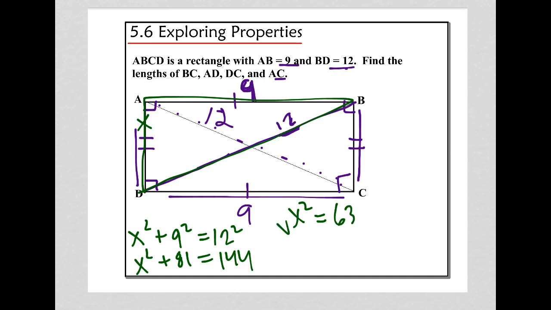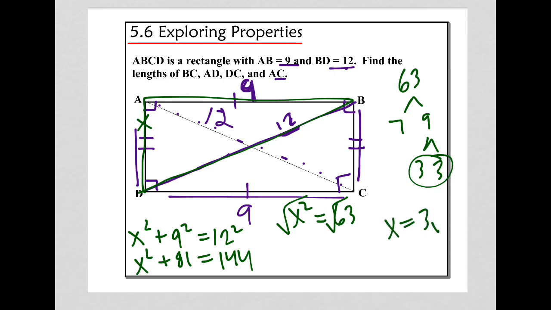Okay. We need to take the square root of both of these to find that. So when we take 63, we can break it down into 7 and 9. 9 can be broken down into 3 and 3, and that 3 can leave. So x is then 3 root 7, meaning this side AD is length 3 root 7. Okay, and also BC is 3 root 7 for the same reason.